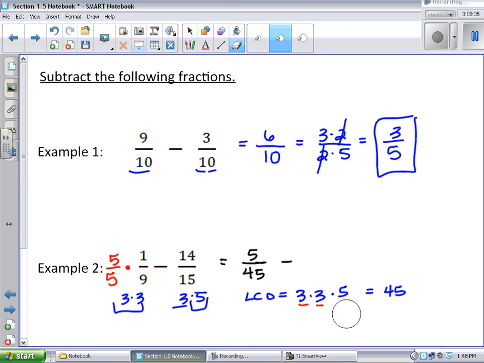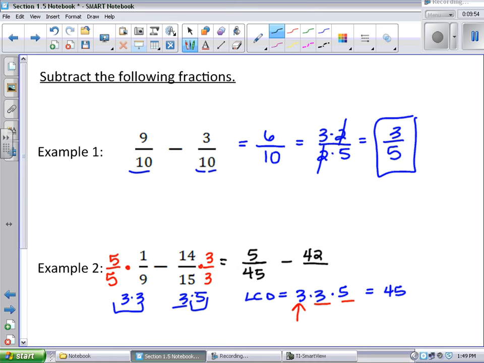Now the second fraction has 15. 15 we said was 3 times 5. It's missing that second factor of 3. We need to multiply 14/15 by 3 over 3. 14 times 3 is 42. 15 times 3 is 45.